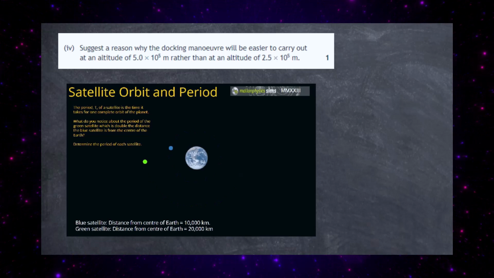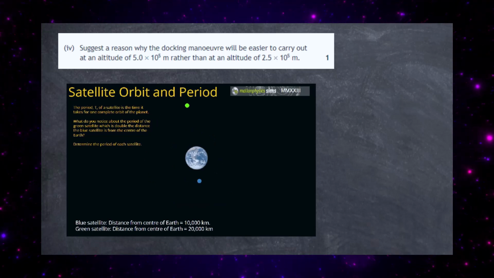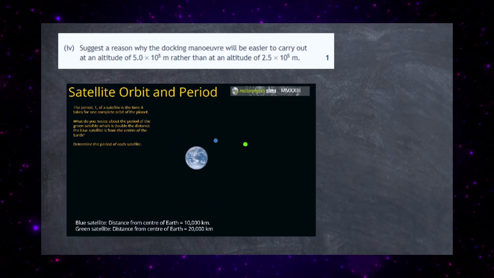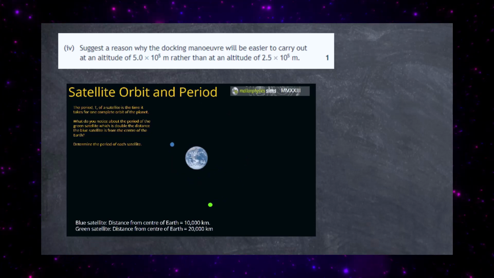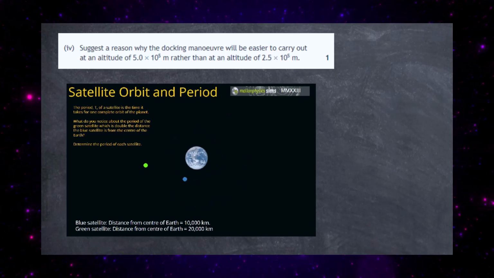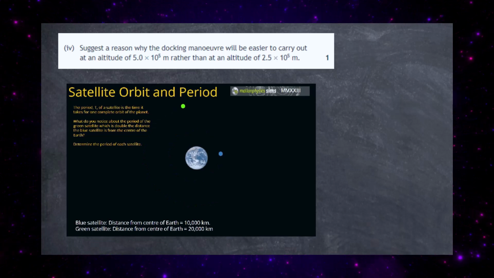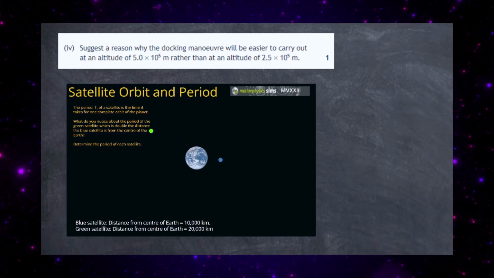At lower orbits, you travel much faster, your tangential speed is much faster. At a higher orbit, your tangential speed is slower, therefore you have less chance of collisions with bigger kinetic energy and all that sort of stuff. That's your answer for 1 mark.